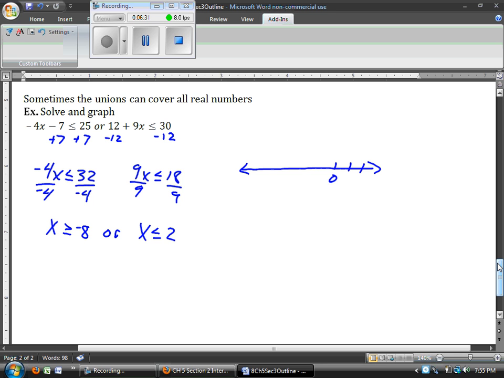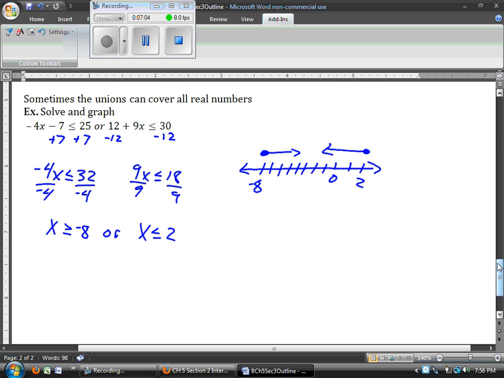0, 1, 2, and 1, 2, 3, 4, 5, 6, 7, 8. -8. We'll start down there at -8, see what's going on. Closed dot because it's equal to, and x is greater than -8. So it's covering everything to the right all the way to infinity. Then if I look at 2, closed dot, it's covering everything to the left. Okay? Now you might think this is an intersection, but it's not.